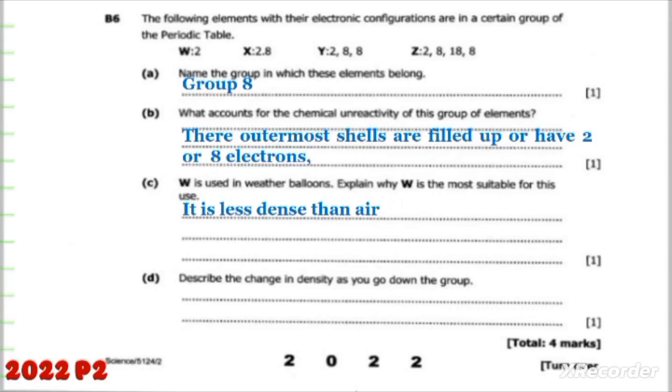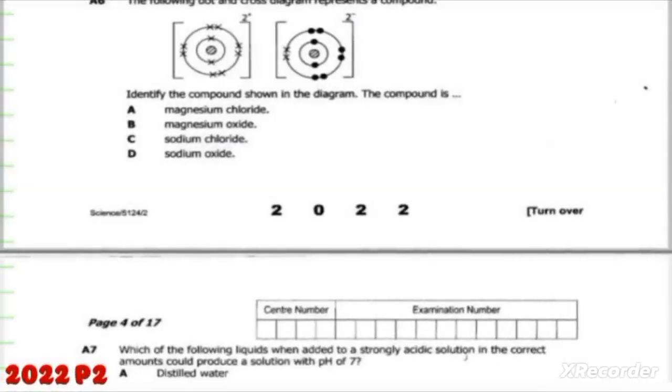D. Describe the change in density as you go down the group. So as you go down the group, density increases. Okay, density increases. We move to the next question.